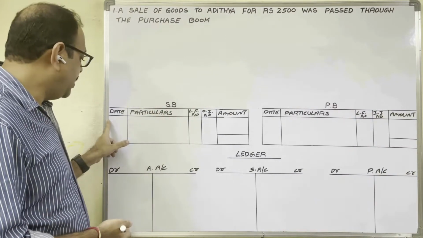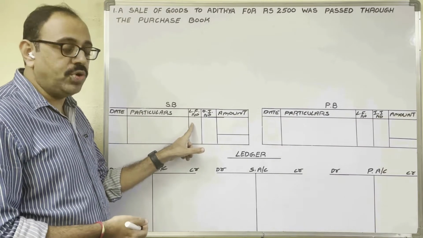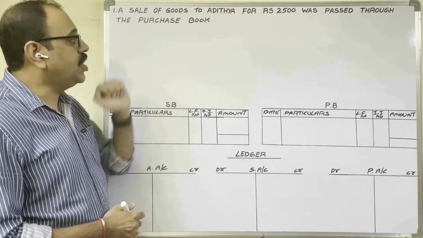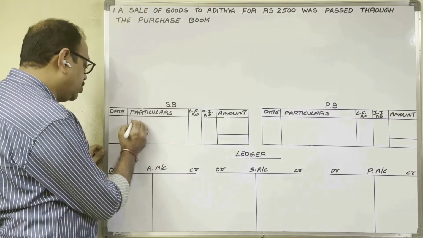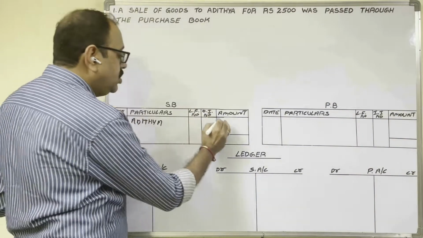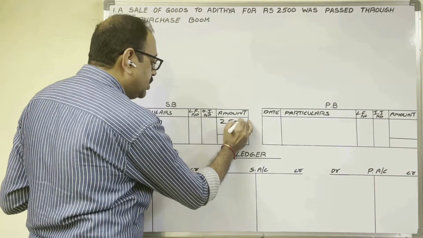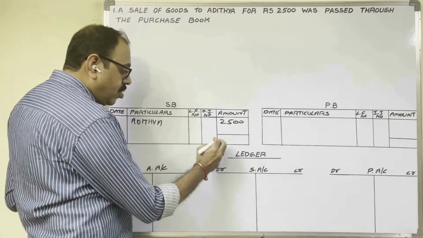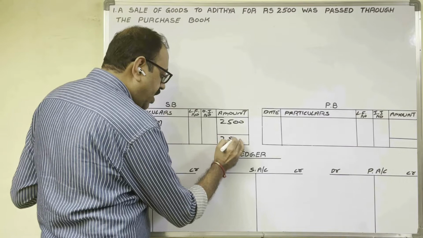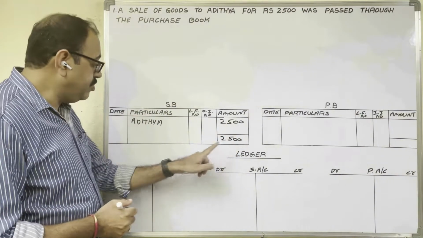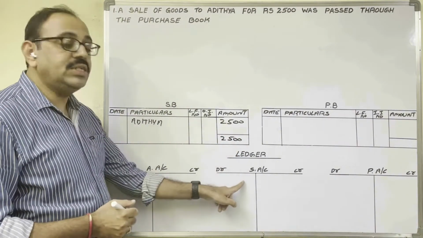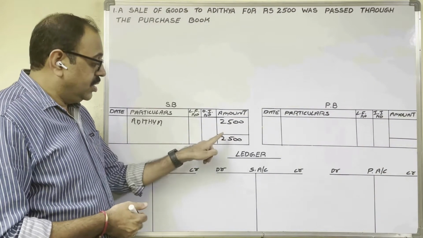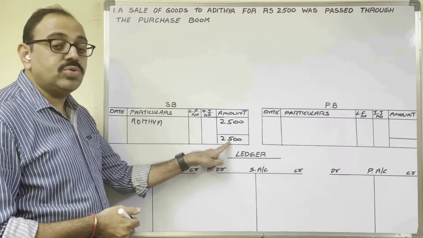It will be recorded in sales book. Sales book format: date, particulars, ledger folio number, outward invoice number and amount. So date is not available. Customer's name we should write here, Aditya. Amount 2500 rupees. Assume there is no other sale transaction. Then total becomes 2500. In ledger, firm prepares Aditya account and sales account. In these two accounts, we have to record this transaction.